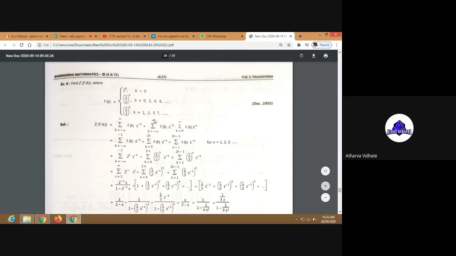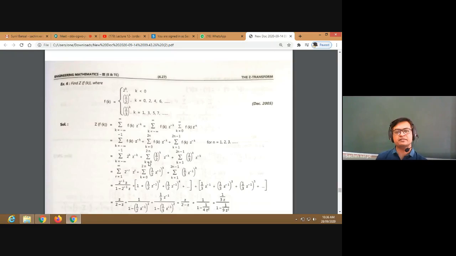So here it should be plus, I think, because minus infinity to minus 1, there should be minus 1 also, and there must be plus from 0 to infinity. Okay. So you can see here the sum over k from minus infinity to minus 1 of f of k z raised to minus k, plus. Now here they have split this summation into two parts, for even positions and odd positions, right? 0 to 2n and 1 to 2n minus 1. Okay, and then substitute the f of k: for even positions we have 1 by 2 raised to k, and for odd positions we have 1 by 3 raised to k.